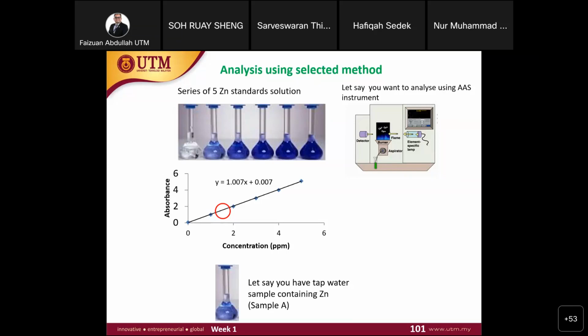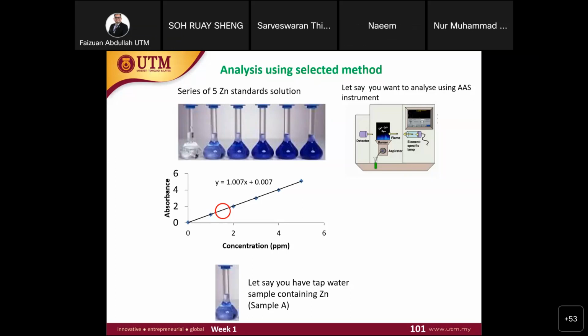Because I think we need to calculate it. We can get the concentration and we need to calculate. Okay, Naim got the idea. We need to calculate.